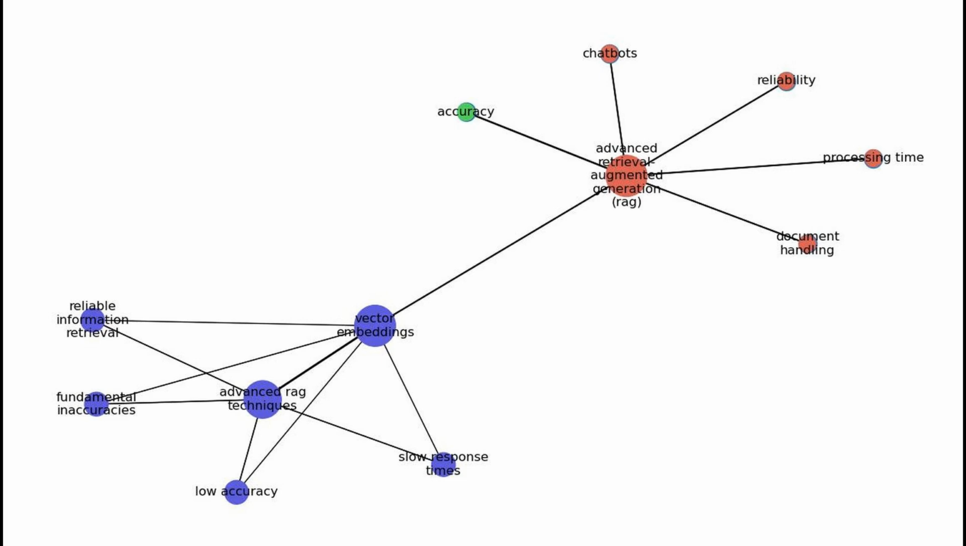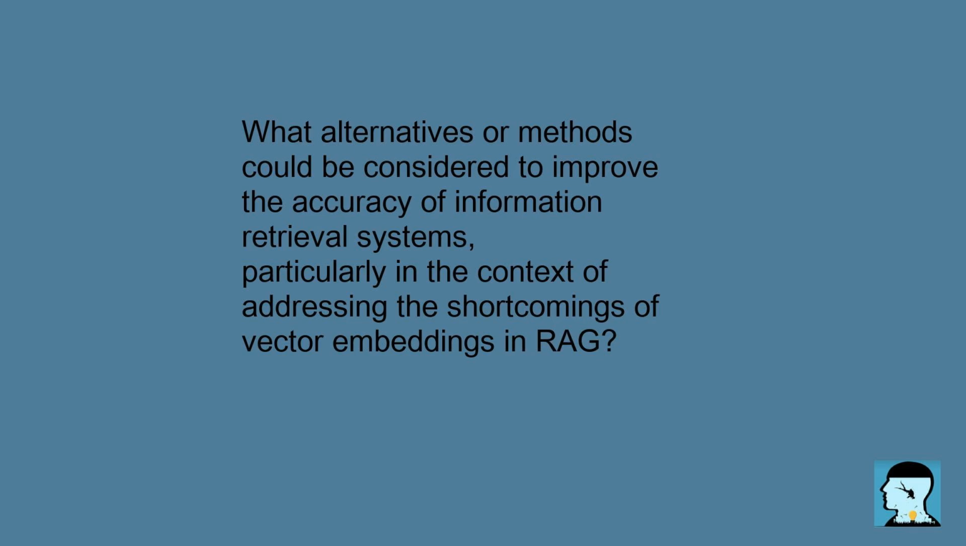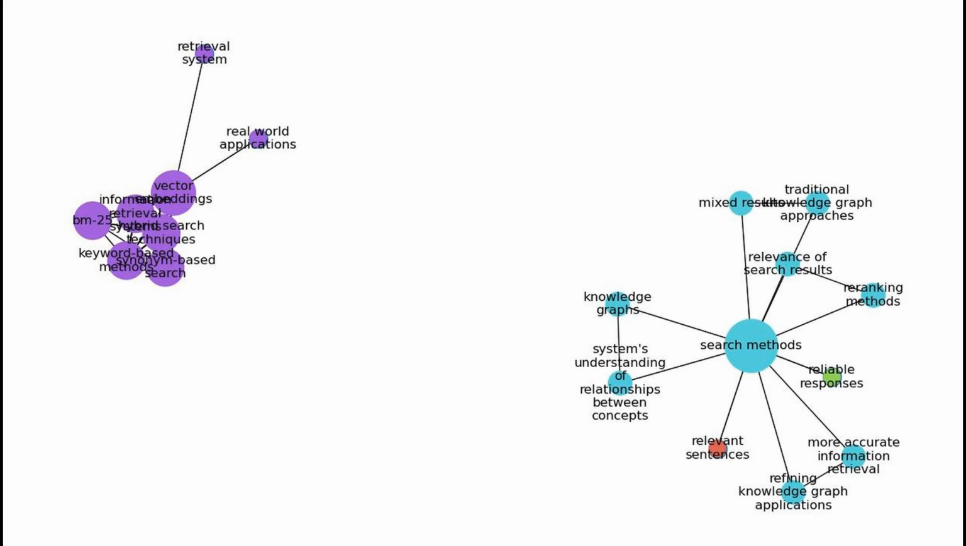making them unsuitable for reliable information retrieval in real-world scenarios. What alternatives or methods could be considered to improve the accuracy of information retrieval systems, particularly in the context of addressing the shortcomings of vector embeddings in RAG? To improve the accuracy of information retrieval systems and address the shortcomings of vector embeddings in retrieval-augmented generation, RAG, several alternatives and methods can be considered.